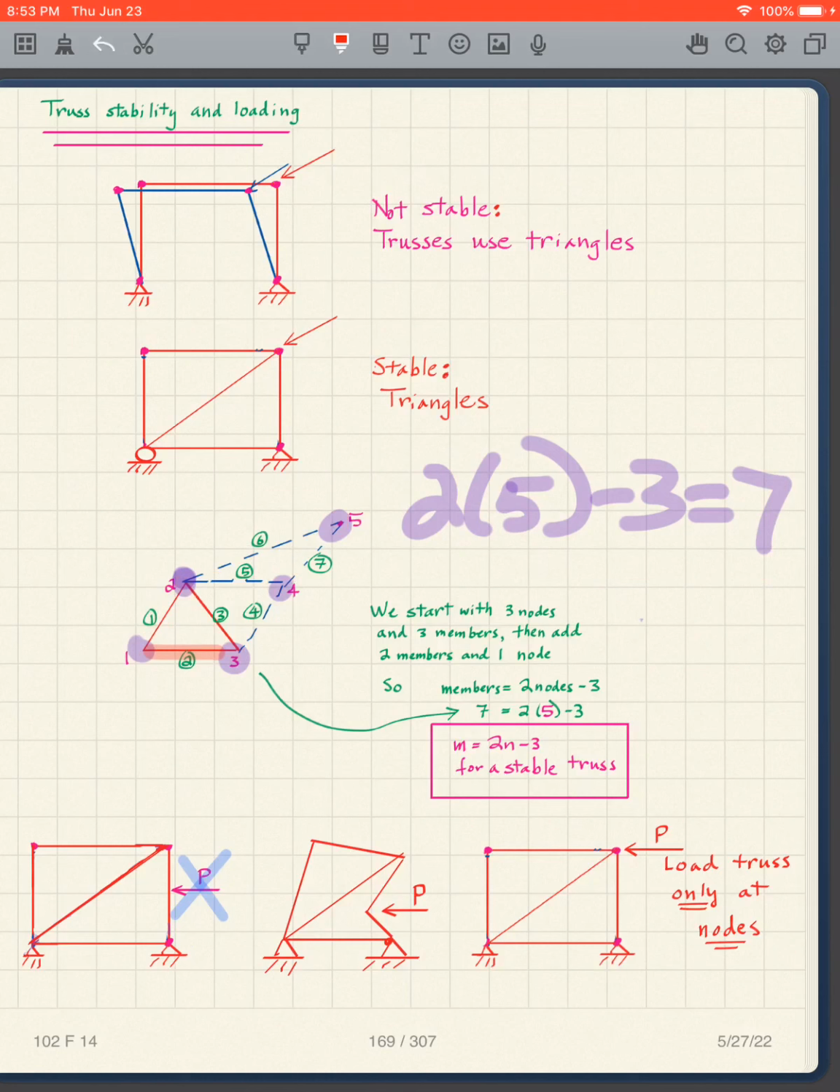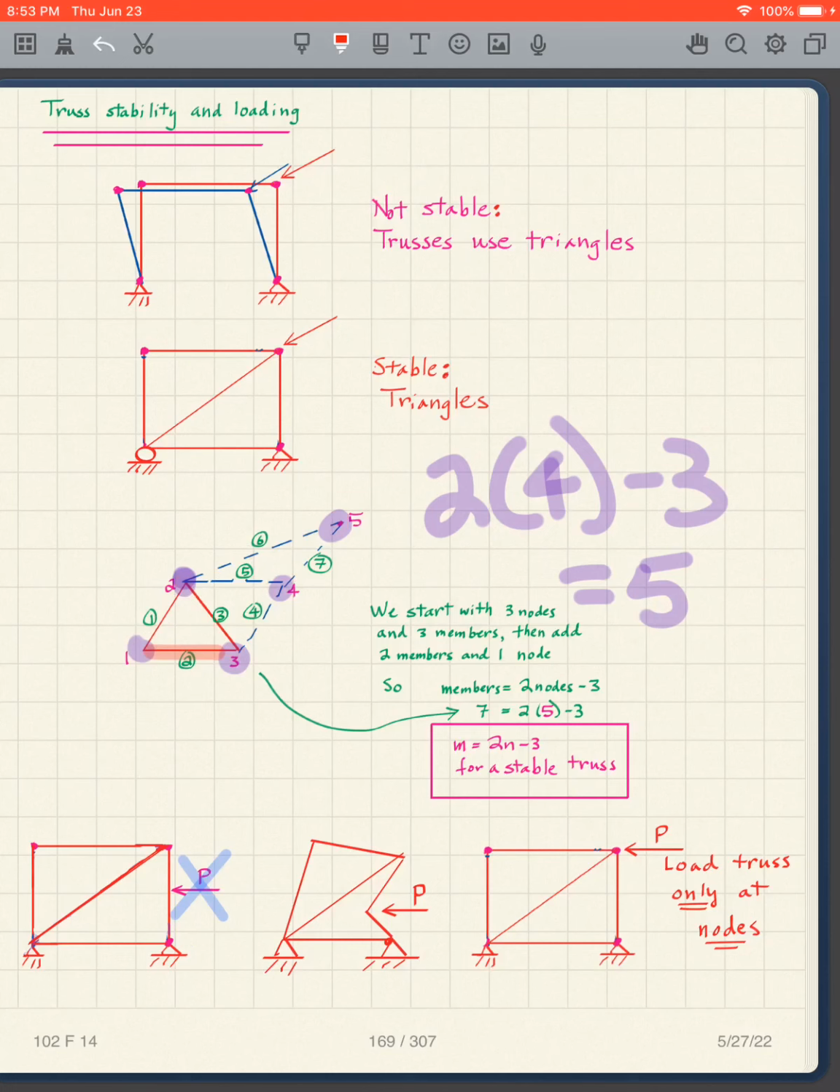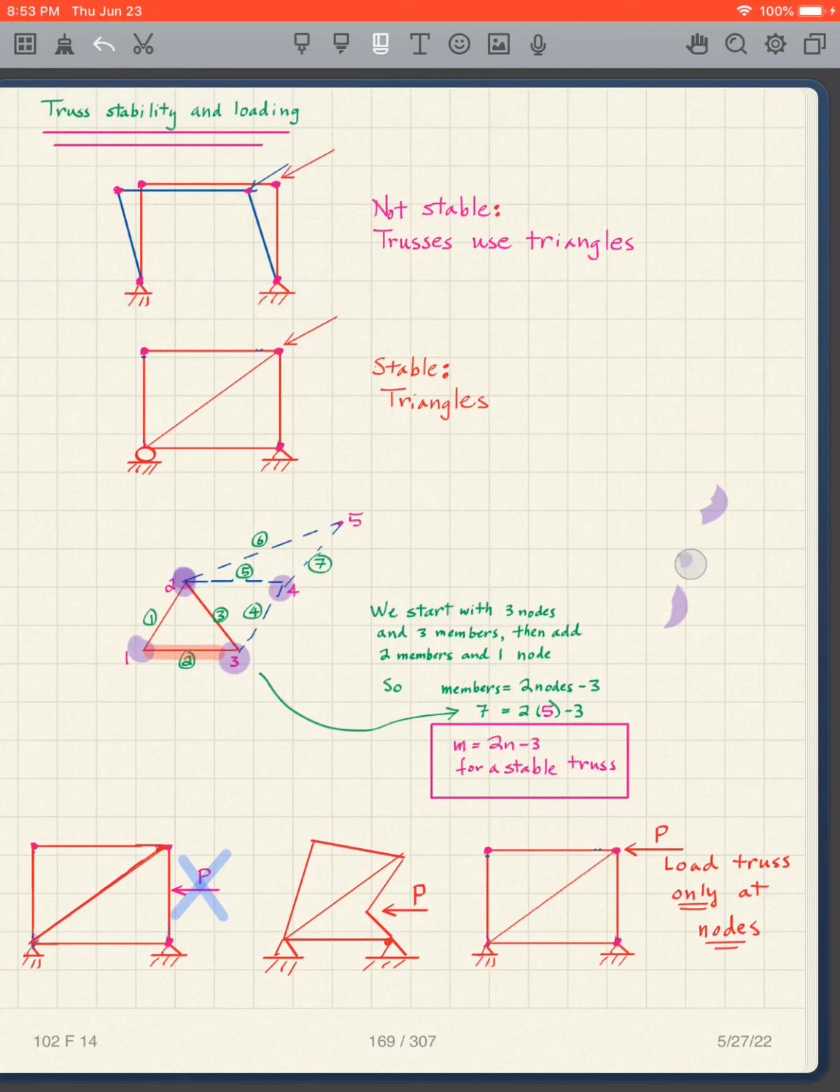So I can look at that for other trusses, for instance, and see whether or not we have a stable truss. This is what we want for a stable truss: the number of members equals 2 times the number of nodes minus 3.